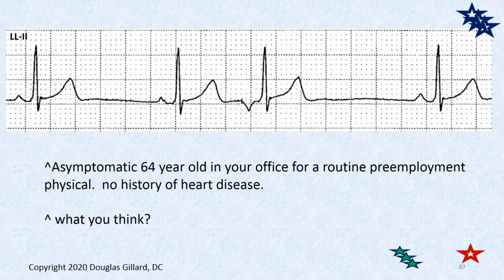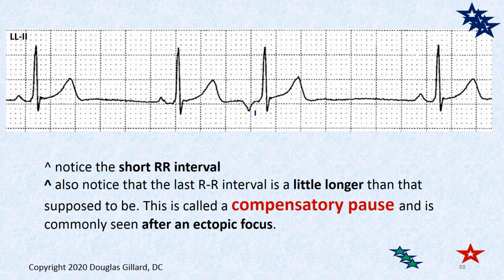Now, the question is, is this coming from the junctional region? Because junctional region ectopic foci produce inverted P waves. But no, this one's got a nice little PR segment here. So this one is definitely coming from the left atria. Just a run-of-the-mill left atrial PAC. And the compensatory pause is right here, which gives you more evidence. PJC doesn't do that. Only the PACs give you that compensatory pause.